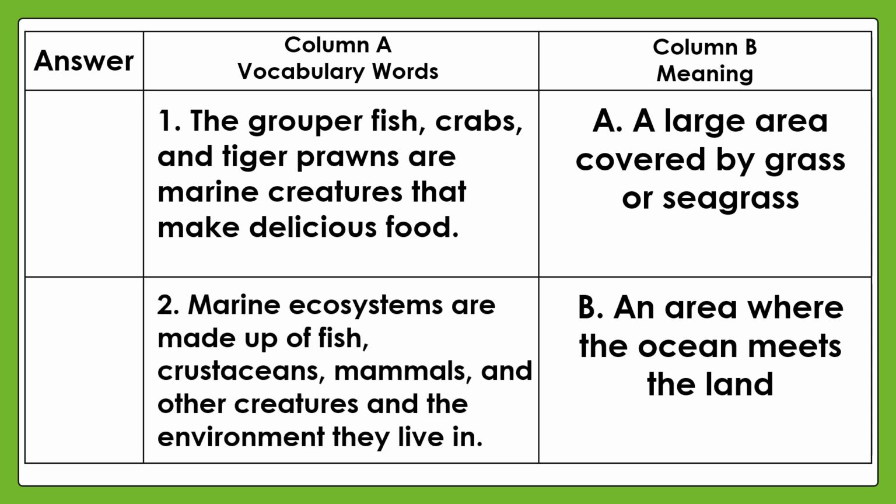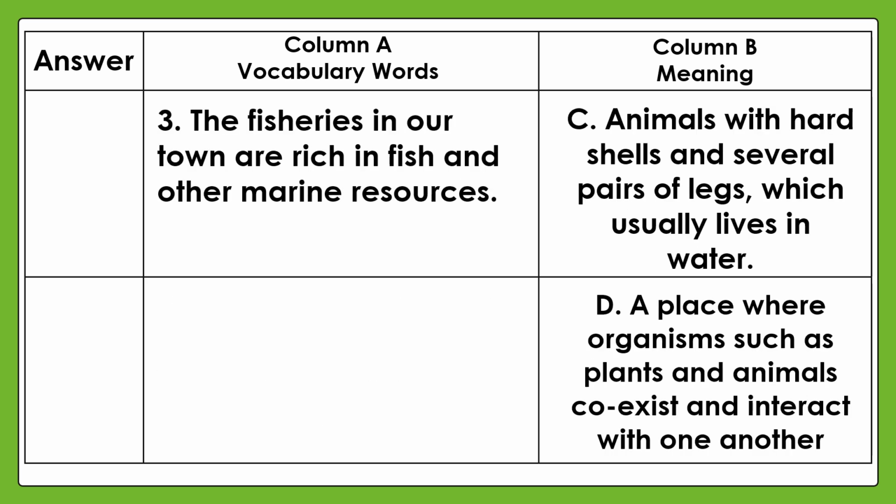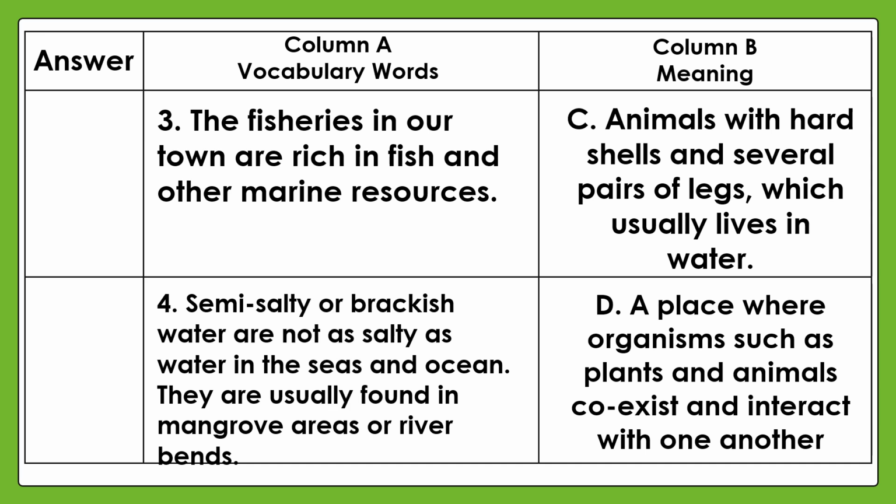Number 2, marine ecosystems are made up of fish, crustaceans, mammals, and other creatures and the environment they live in. Number 3, the fisheries in our town are rich in fish and other marine resources. Number 4, semi-salty or brackish water are not as salty as water in the seas and ocean. They are usually found in mangrove areas or river bends.